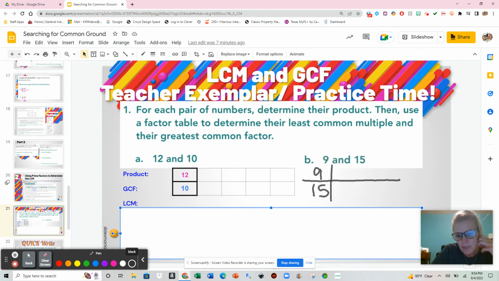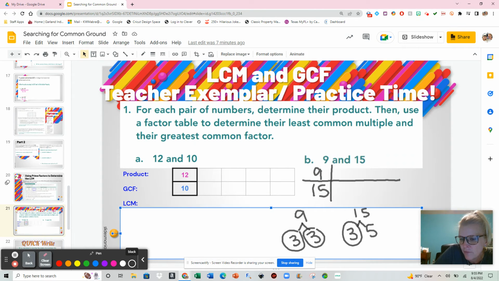Remember, the first step is going to be to find the prime factorization. Oh, these are easy. Okay, so the prime factorization of 9 is 3 times 3. 3 is a prime number, so we're going to circle it. And the prime factorization of 15 is 3 times 5, and we're going to circle that.